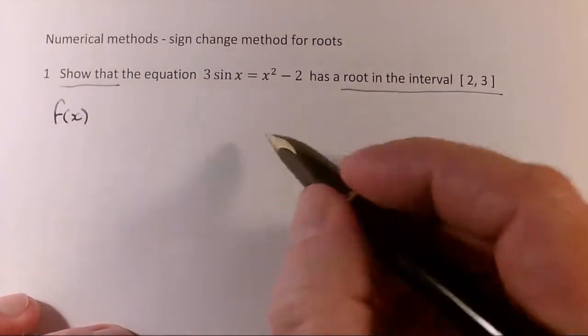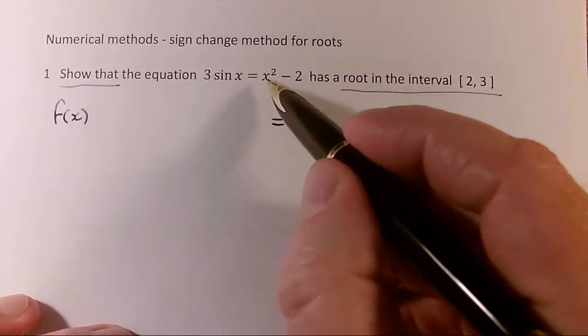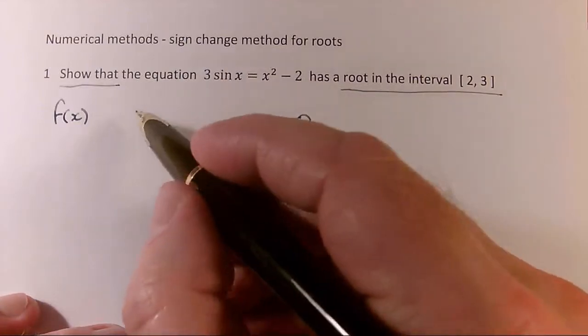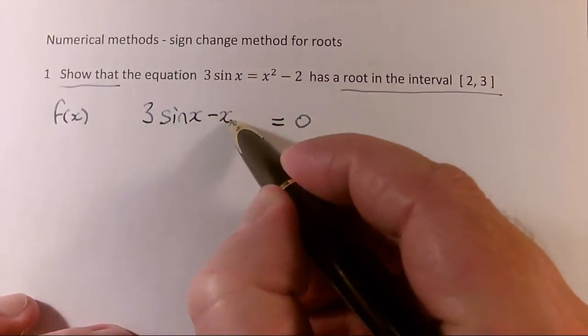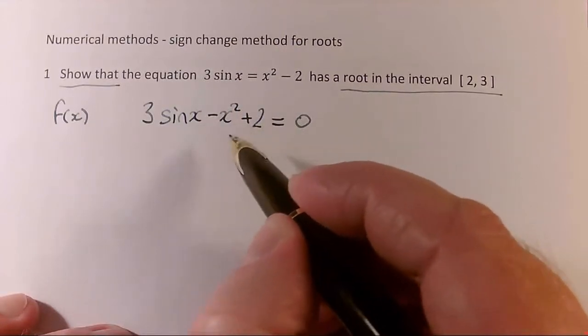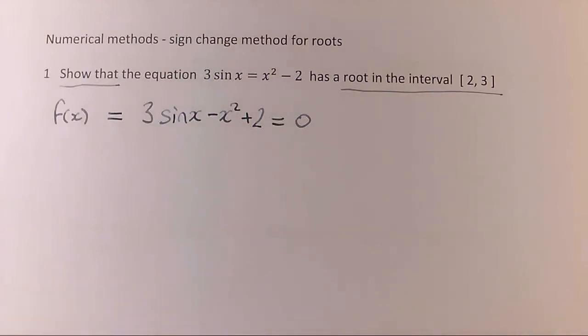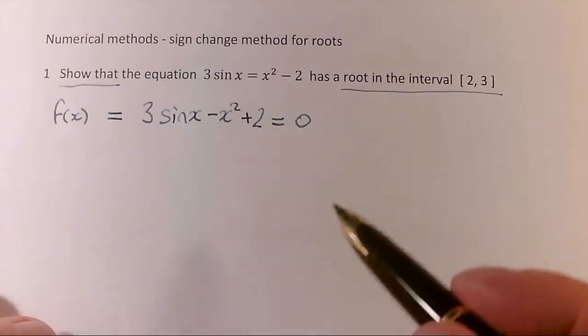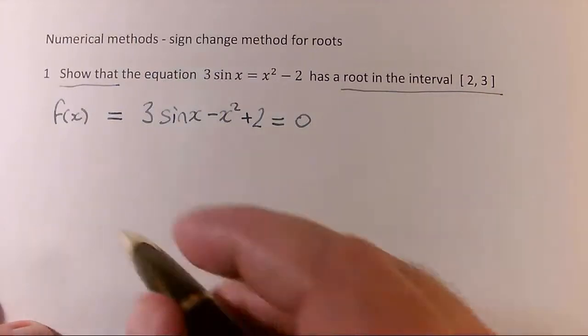To get 0 on one side, if I choose to get 0 on the right hand side, I can take away x squared and I can add 2. So I'm going to get 3 sine x minus x squared plus 2 equals 0. And I can choose to call this thing that equals 0 f of x. So the first step is to set up an f of x that has to equal 0. Once I've got that, I can now use the two points that I want to show there's a root between.